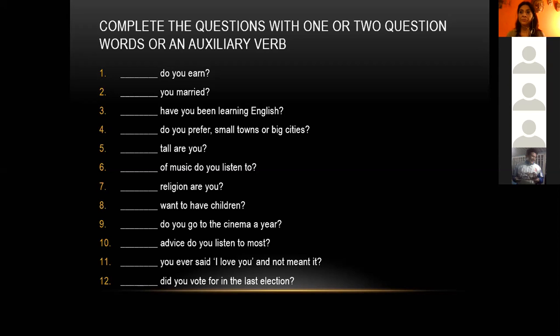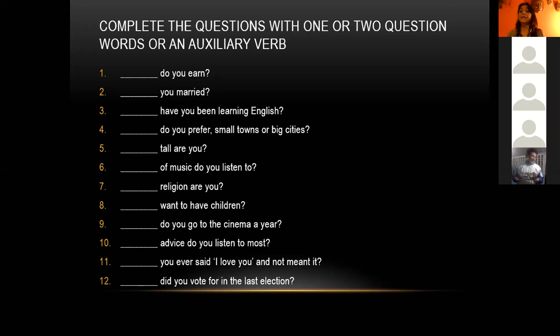Anybody? Do you prefer? No. What do you prefer? Or you can say, what do you prefer or which do you prefer? A small which? Towns or big cities? Very good. Number five.